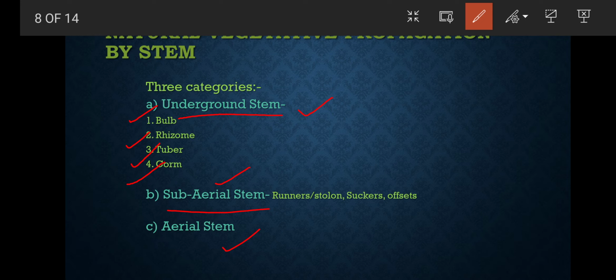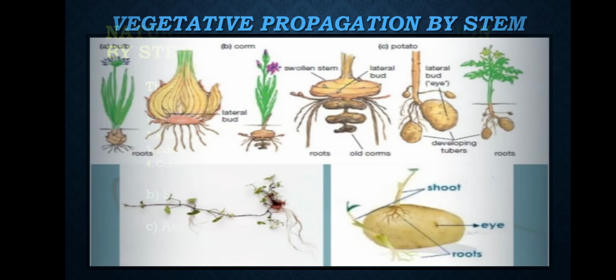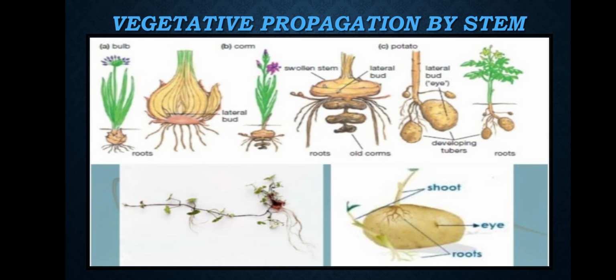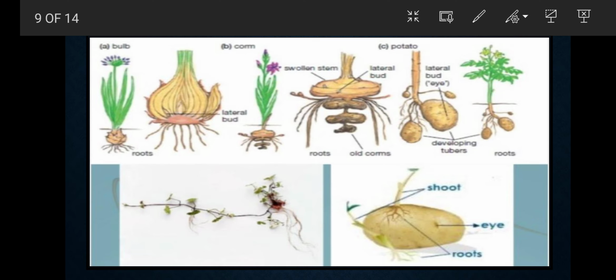The best example of the runners are your dhoop grass, hydrocotyle, which in Hindi we call lagu brahmi. If we talk about suckers, the best example is your mint. Stolon example is your strawberry. Offsets are your pistia, which in Hindi we call jalkumbhi. This is the picture showing you the different examples which I told you about: the bulb, corms, and potato comes under your tubers, I told you. So these are the examples of the natural vegetative propagation by stem.